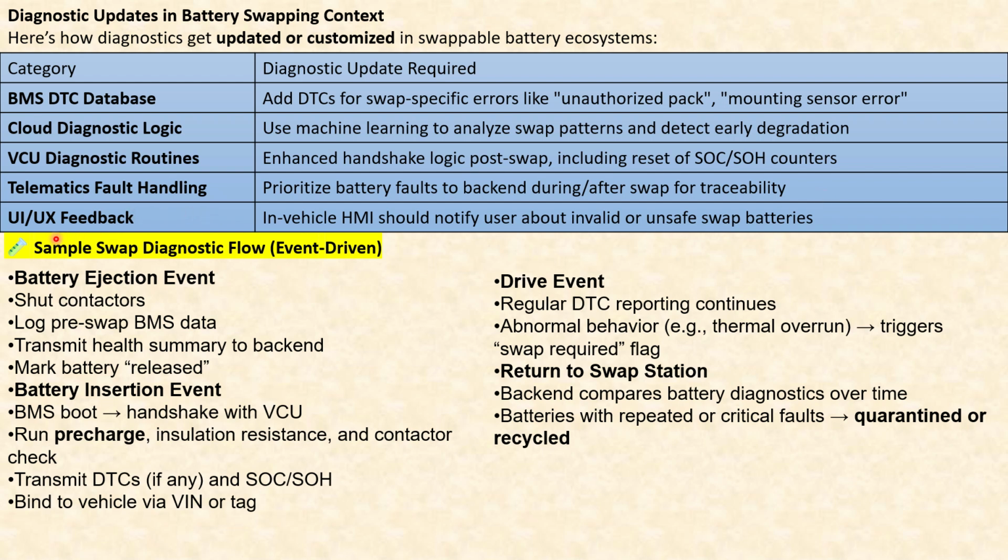All right. Now talking about the user interface and user experience feedback, the in-vehicle HMI, human machine interface, should notify the user only about invalid or unsafe swap batteries to prevent any kind of confusion.